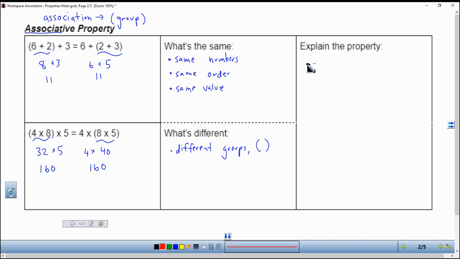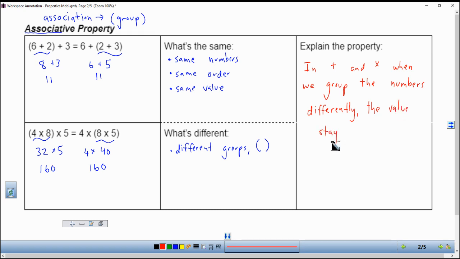So let's explain the property. In addition and multiplication, when we group the numbers differently, the value stays the same. That is called the associative property.